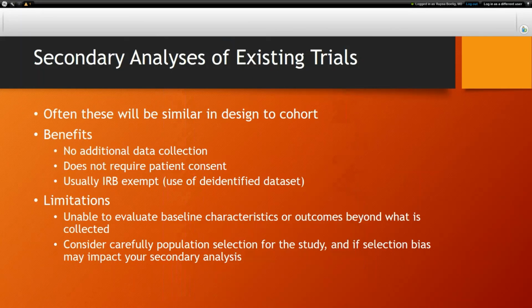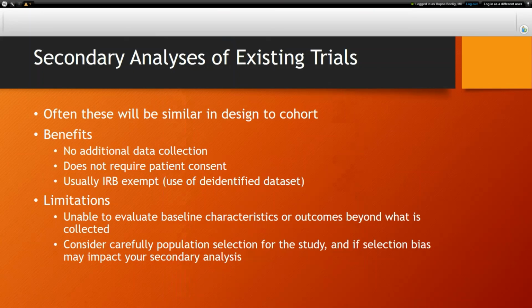I put secondary analysis of existing trials because this is similar to the population data sets. There's no additional data collection. Generally you're receiving de-identified data, so it's IRB exempt, there's no patient consent. Similarly, you're limited to what has been already collected in that trial, so you're unable to evaluate any additional characteristics or outcomes beyond what was collected.